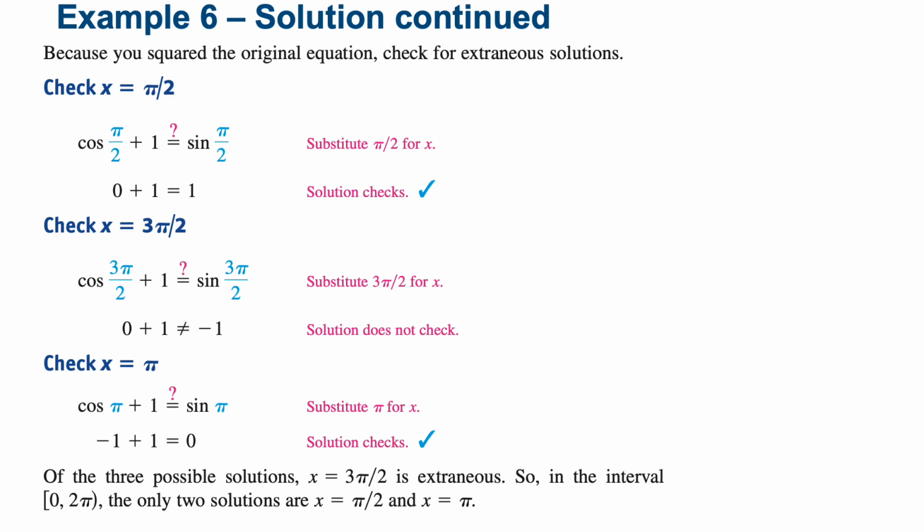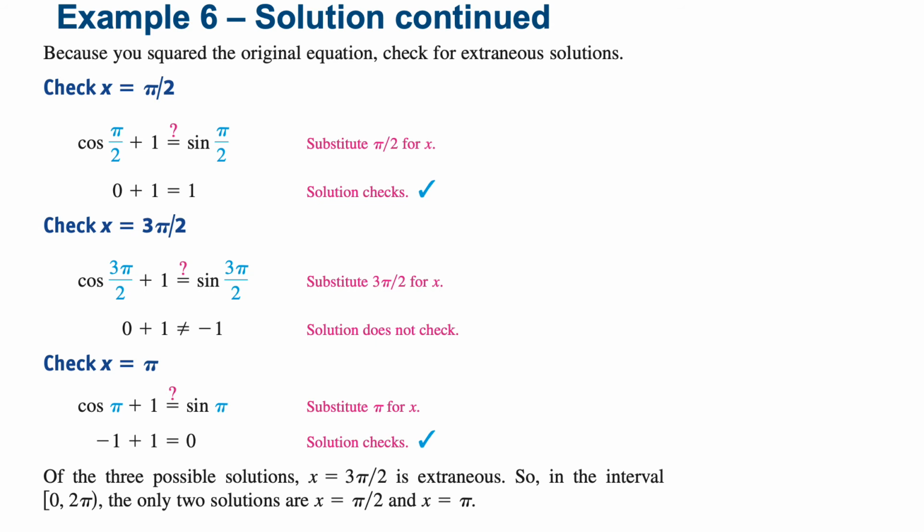So we have pi over 2, 3 pi over 2, and pi. Pi over 2 works out, so that checks, right? You get cosine pi over 2 plus 1 is equal to sine of pi over 2. 1 is equal to 1, so correct. At 3 pi over 2, we get cosine 3 pi over 2 plus 1 equals sine of 3 pi over 2, but sine of 3 pi over 2 is negative 1, and cosine 3 pi over 2 is 0, so this does not check.